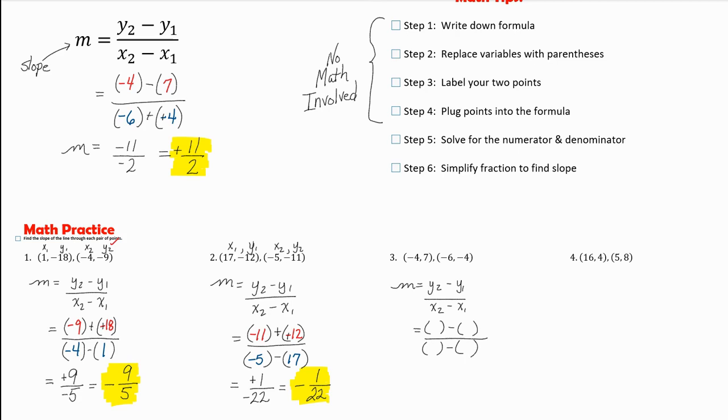So here we go. Almost forgot step 3 of labeling your 2 points. Oops, that's going to be a 1. X sub 2, y sub 2. So here we go. Y sub 2 is going to be a negative 4 right there. Y sub 1 is going to be a positive 7. Now x sub 2 is going to be a negative 6. And x sub 1 is going to be a negative 4. So when we're finalizing that, we have a negative 4 and a negative 7 gives us a negative 11.